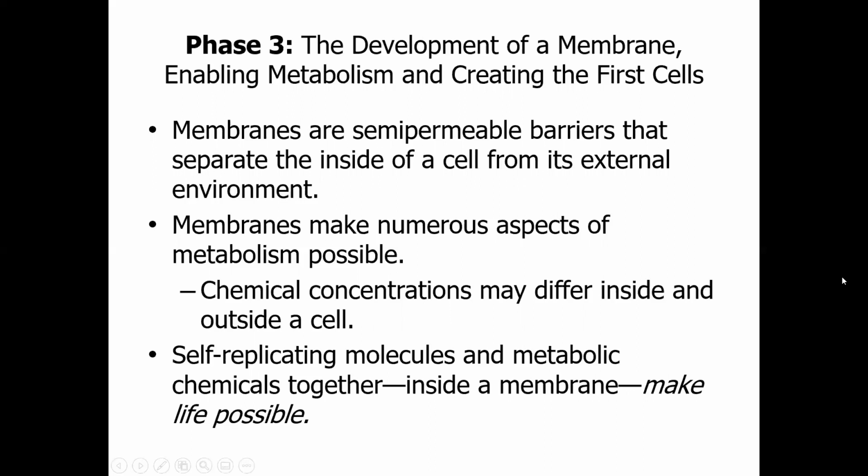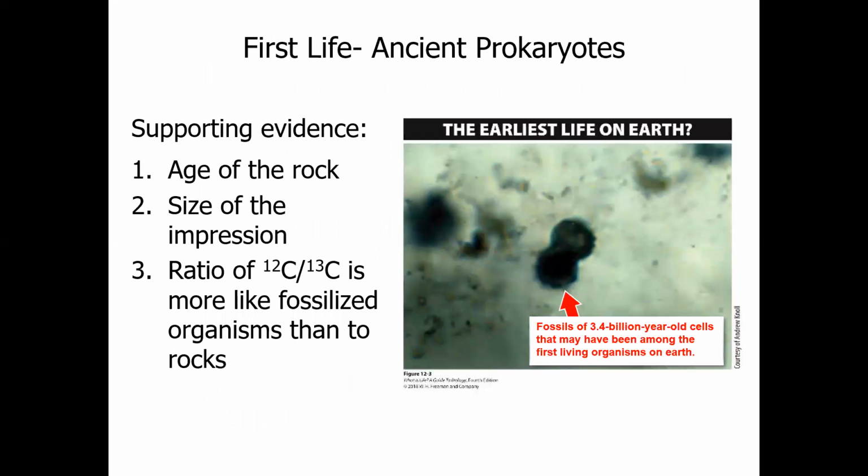So now we have our organism that has organic molecules, in this case amino acids. We have some way to replicate them with the RNA. And we have the ability to metabolize energy with the formation of a membrane. So ultimately, we have checked both boxes for life through these 3 phases. And the first life on Earth was considered to be your ancient prokaryotes.